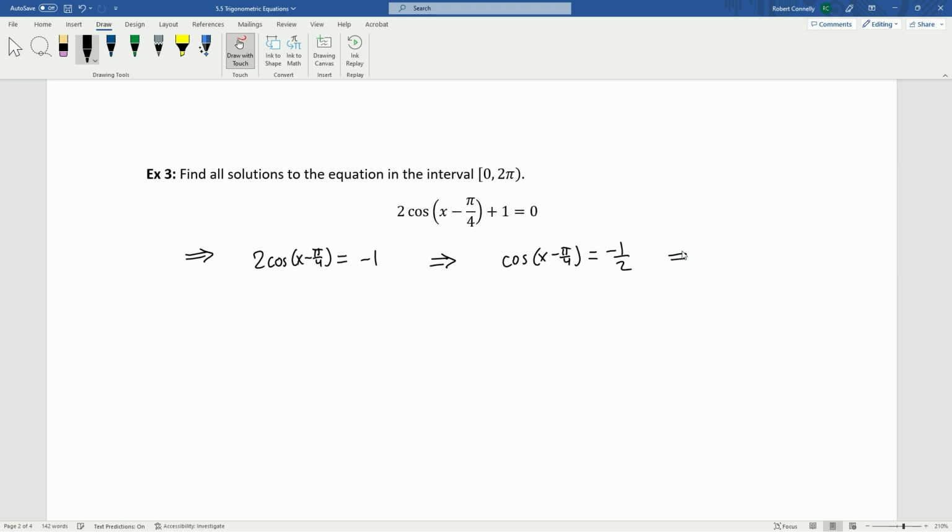That's got to be in the second quadrant, and that's going to be 2 pi thirds. So cosine of x minus pi over 4 equals cosine of 2 pi thirds.